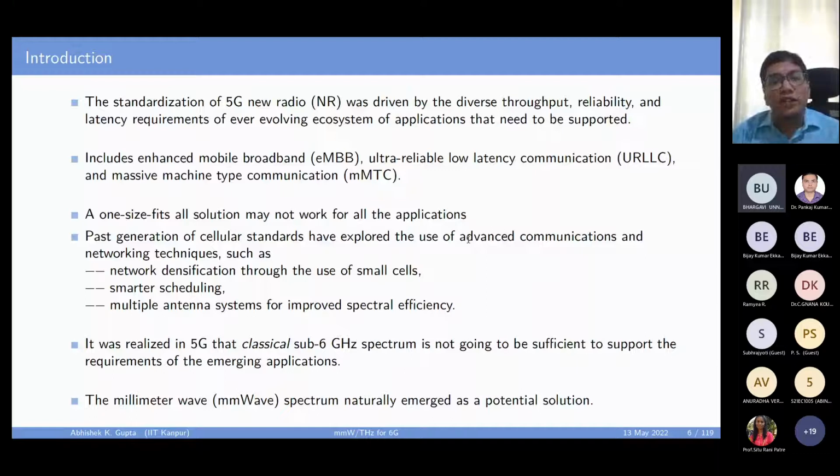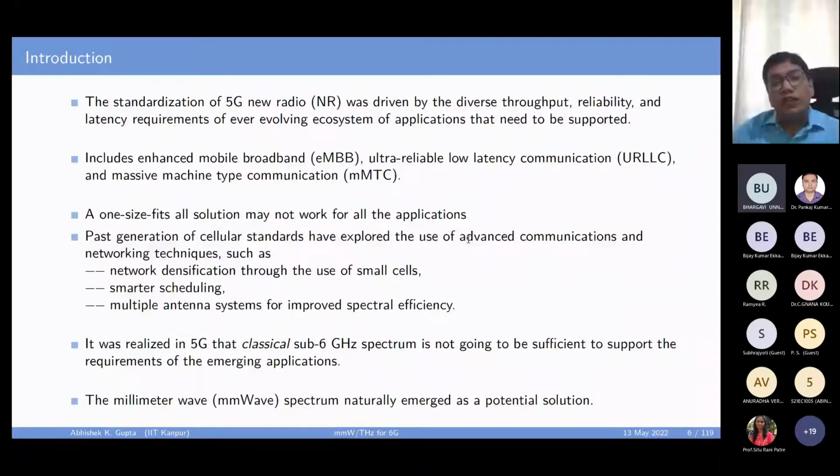So these applications require diverse throughput, reliability and latency requirements. For example, you must know about enhanced mobile broadband, ultra-reliable low latency communication, and massive machine type communication. These are different types of applications which may have different latency, reliability and throughput requirements. So a one size fits all solution may not work for all these applications. You have to create a standard which can support all this variety of applications via various mechanisms.